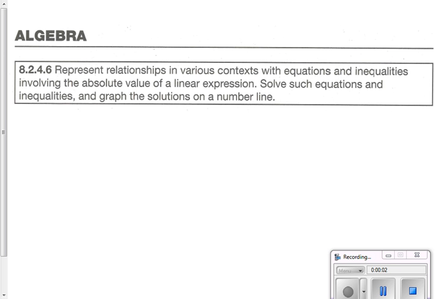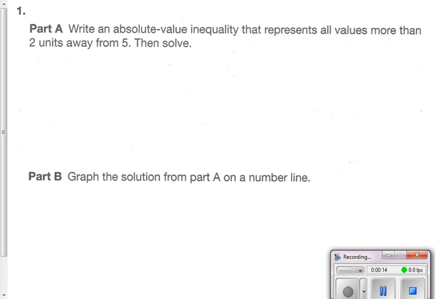Standard 8246 is going to talk about equations and inequalities using absolute value and how we figure out the solutions and graph them on number lines. Question 1, Part A, write an absolute value inequality that represents all values more than 2.